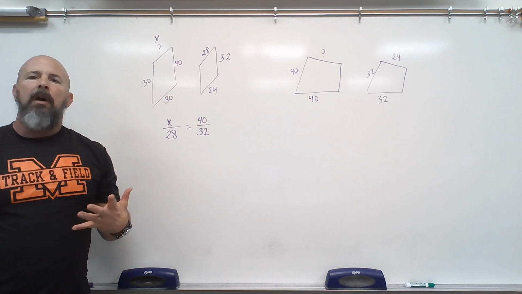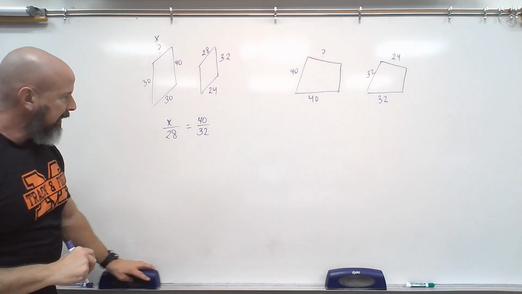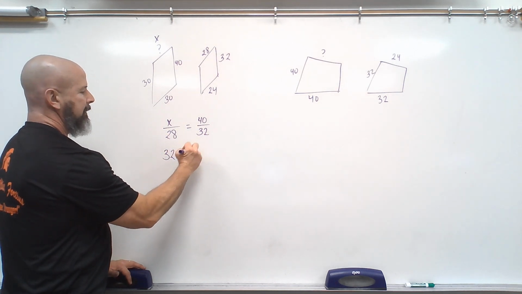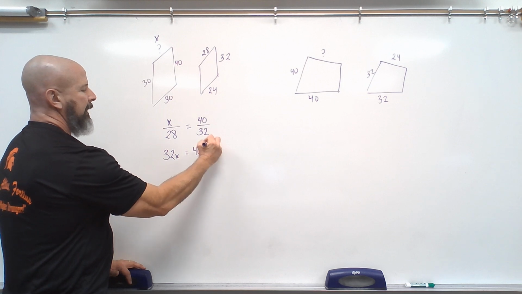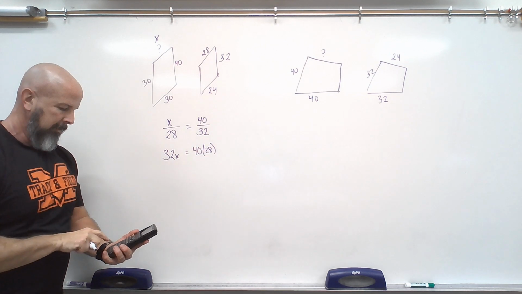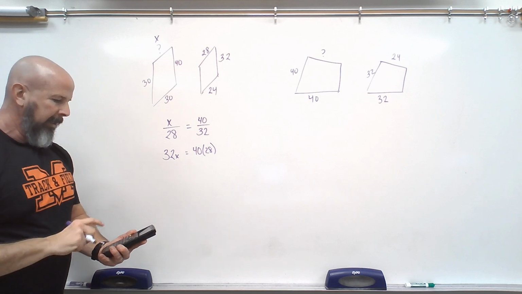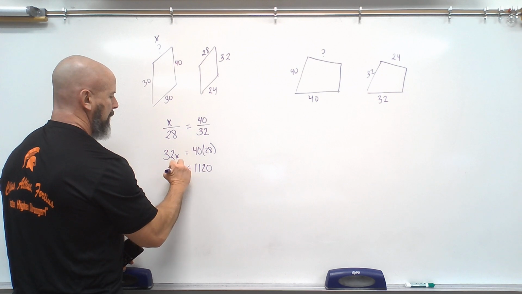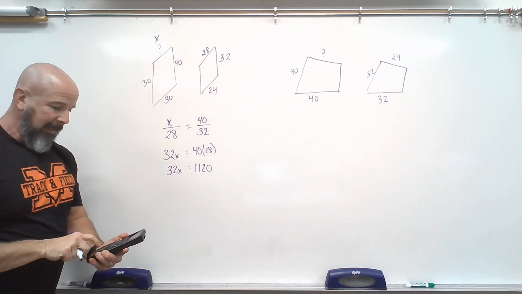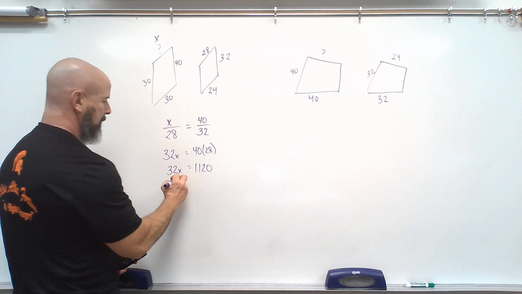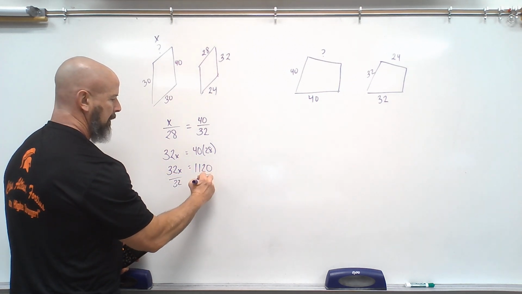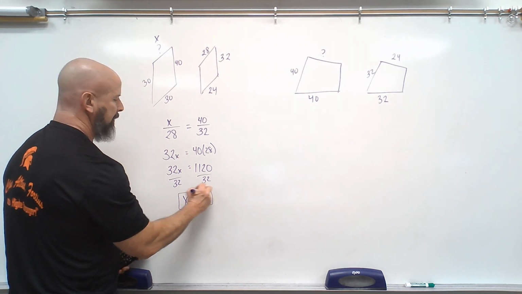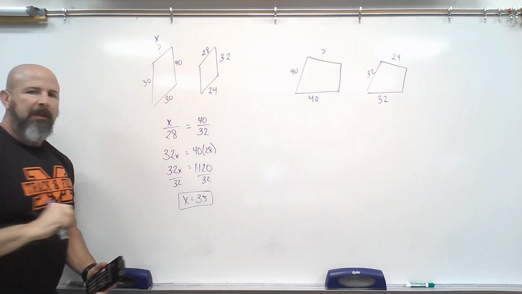Solving a proportion goes back to what we've previously done. I can do 32 times x equals 40 times 28. And 40 times 28 is 1120. Divide by my 32 now, and that will give me x is 35. So I have solved for my missing side. That's the piece I was looking for.